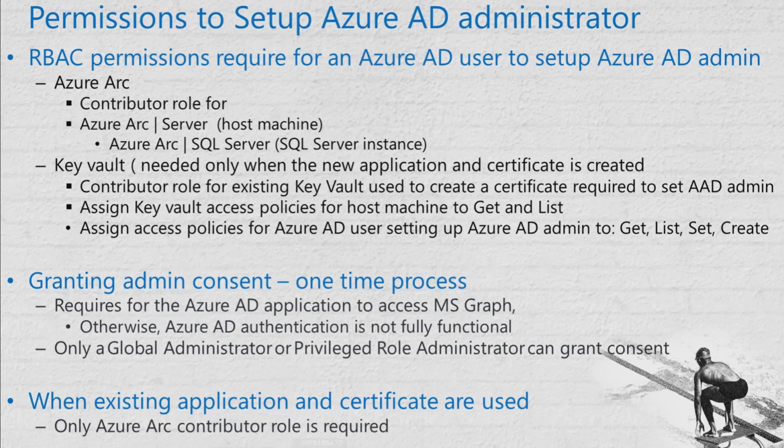Finally, to enable the application to be fully functional, an admin consent is required for this application to access the Microsoft Graph. Microsoft Graph is accessed when a graph is accessed to create a user or to create a login. If this consent is not provided, then the Azure Active Directory is not fully functional. And only a global administrator or privileged role administrator can grant such consent. These are high privilege users, but the granting admin consent is a one-time process.